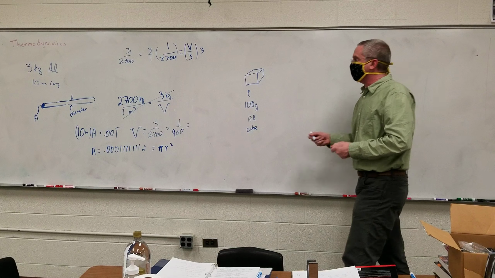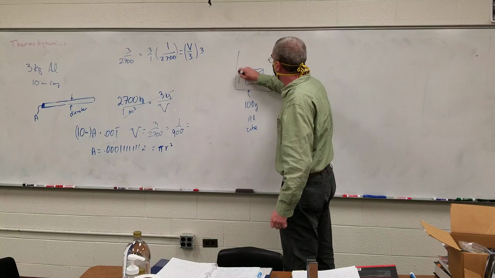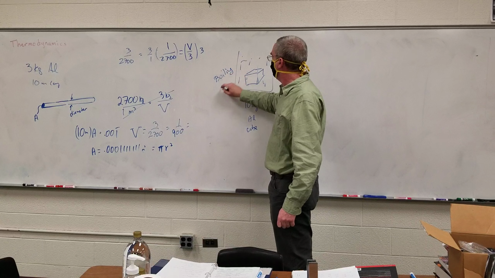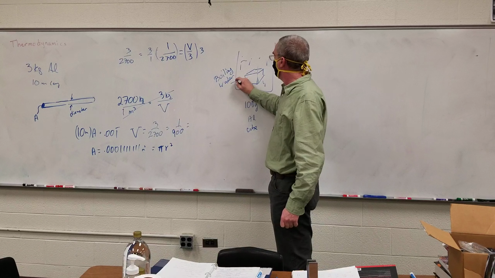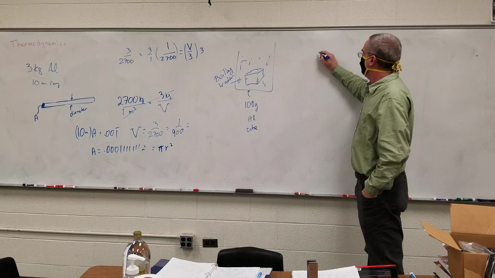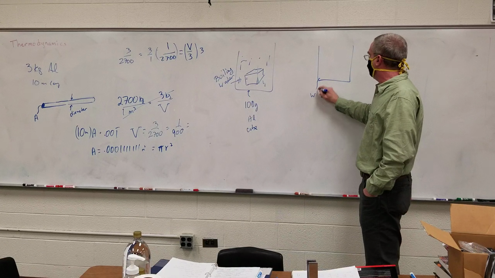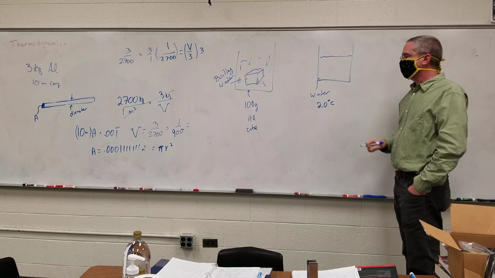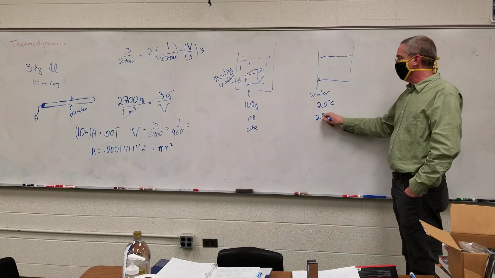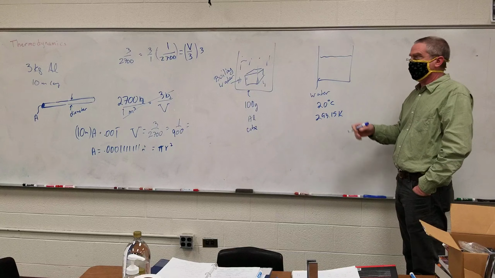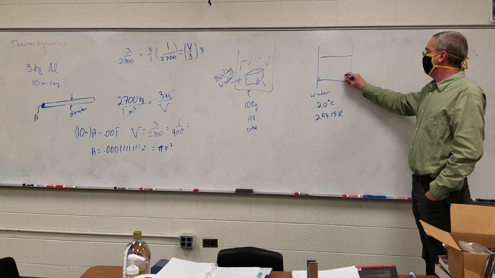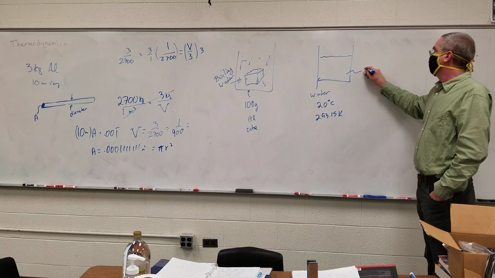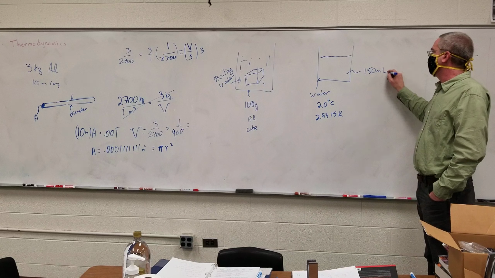All right, so I got a 100 gram aluminum cube, and I stick it in boiling water. Over here, I have water in a container. And this water is at 20 degrees Celsius, or 293.15 Kelvin, just for the fun of it. And I want to go with 150 milliliters.